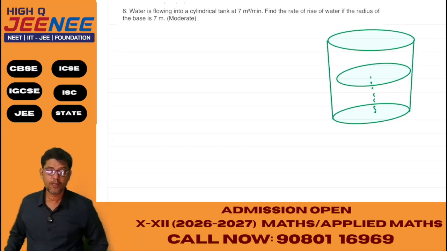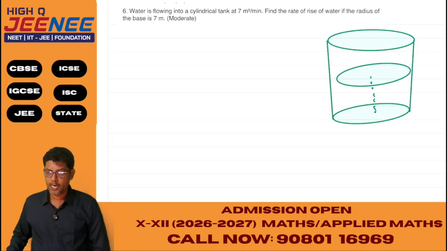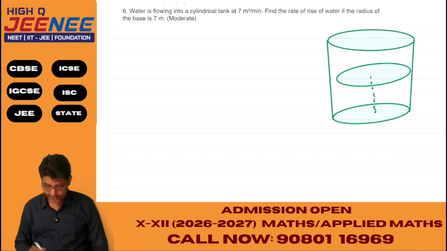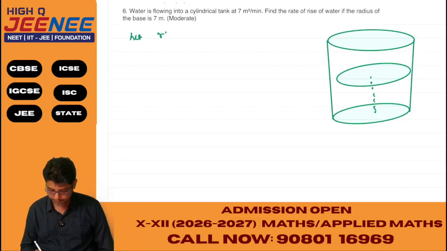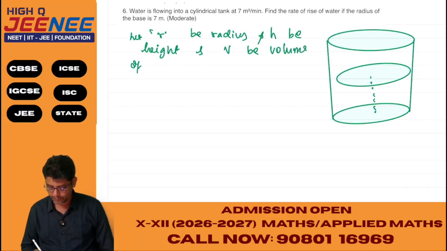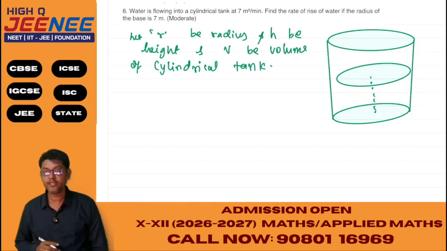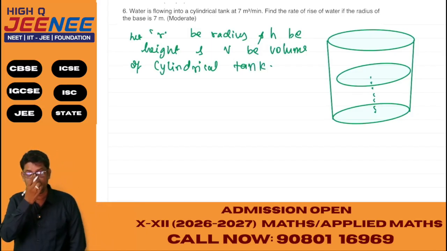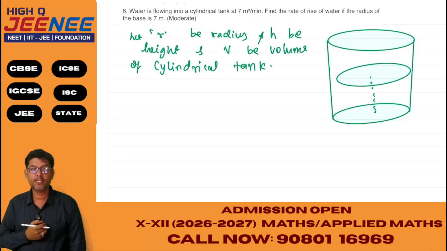Let R be radius, H be height, and V be volume of the cylindrical tank. Is it clear, my dear? So let R be radius, H be height, and V be volume of cylindrical tank.